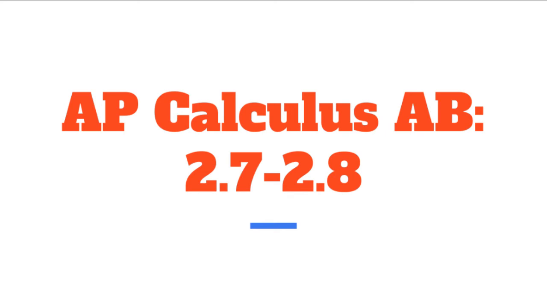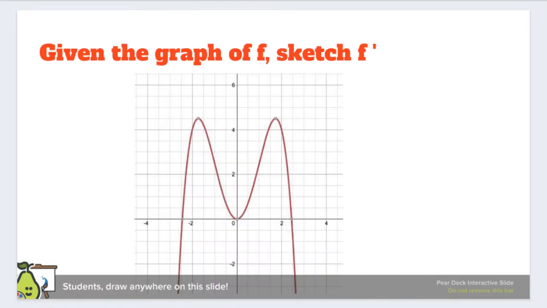Hi everyone. Let's do some review of 2.7 to 2.8. Let's go ahead and get started with: given the graph of f, sketch the graph of f prime. So the key thing to remember here is that where f is increasing, we will see that f prime is positive. Where f is decreasing, we will see that f prime is negative.